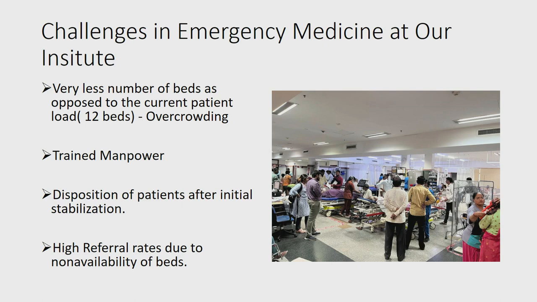Trained manpower: nursing officers, trained residents, we have 12 residents till now, and the faculty members. So we need more emergency trained faculty members in the department. And as the number of patients is more, disposition after resuscitation will be difficult many times, and we have very high referral rates. As a tertiary care center and referral center, it feels bad to refer patients from here, but unfortunately, due to the resources available, we have to refer patients as there are no beds for the patient in the emergency or ICU.